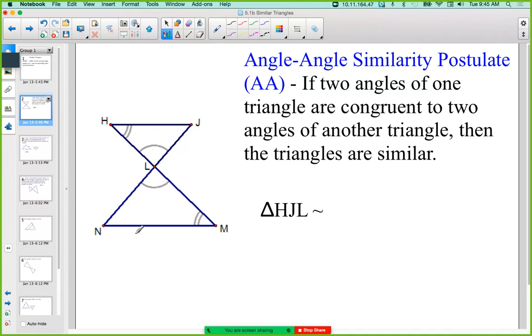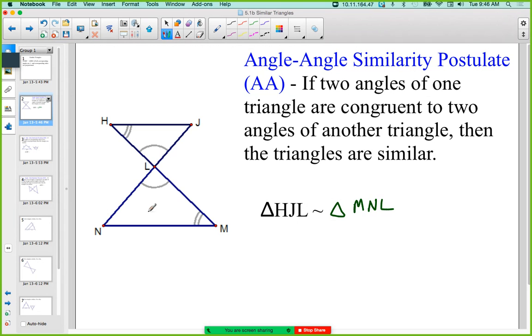Now, what we need to be careful of when comparing the 2 triangles is that we can't just say triangle HJL is similar to triangle LNM. We can't just say it's this triangle and this triangle. We have to make sure we match up the corresponding parts. So when I write my similarity statement, triangle HJL, I went from double to nothing to single. I have to do the same thing, double to nothing to single, MNL.